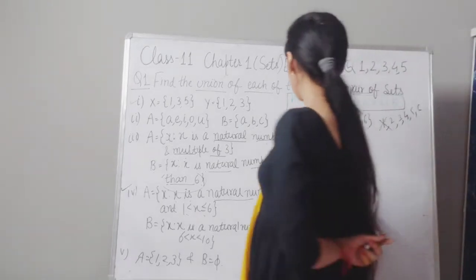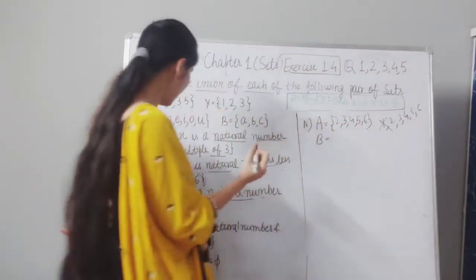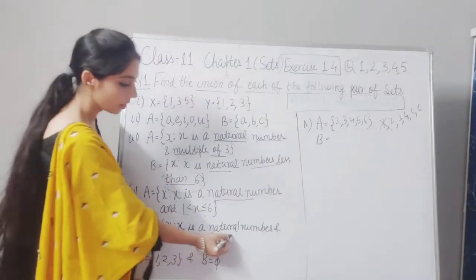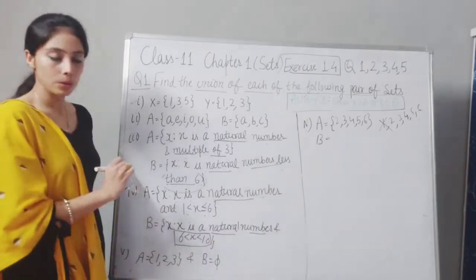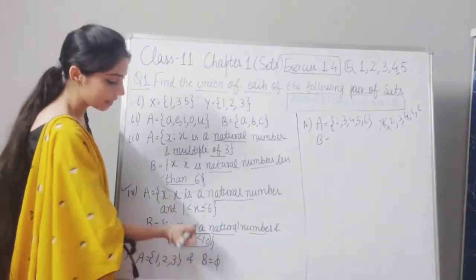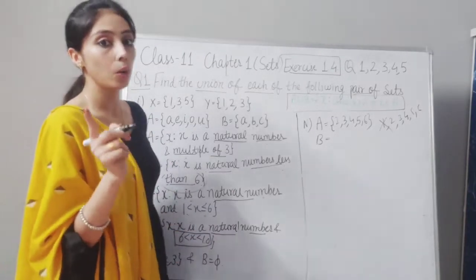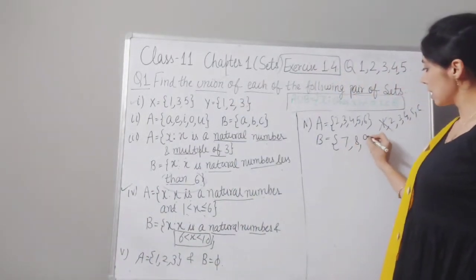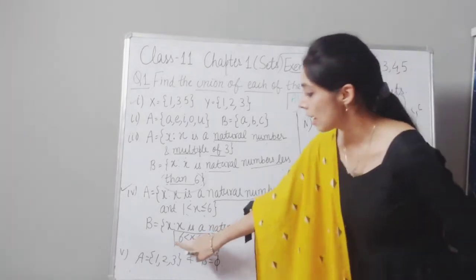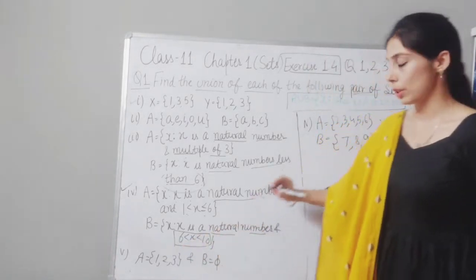Okay. What about the set B? B has those x's such that x is a natural number, and this and this condition holds. Okay. The number lies between 6 and 10, but 6 and 10 are not included. So this will contain 7, 8 and 9 because 6 and 10 are not included.